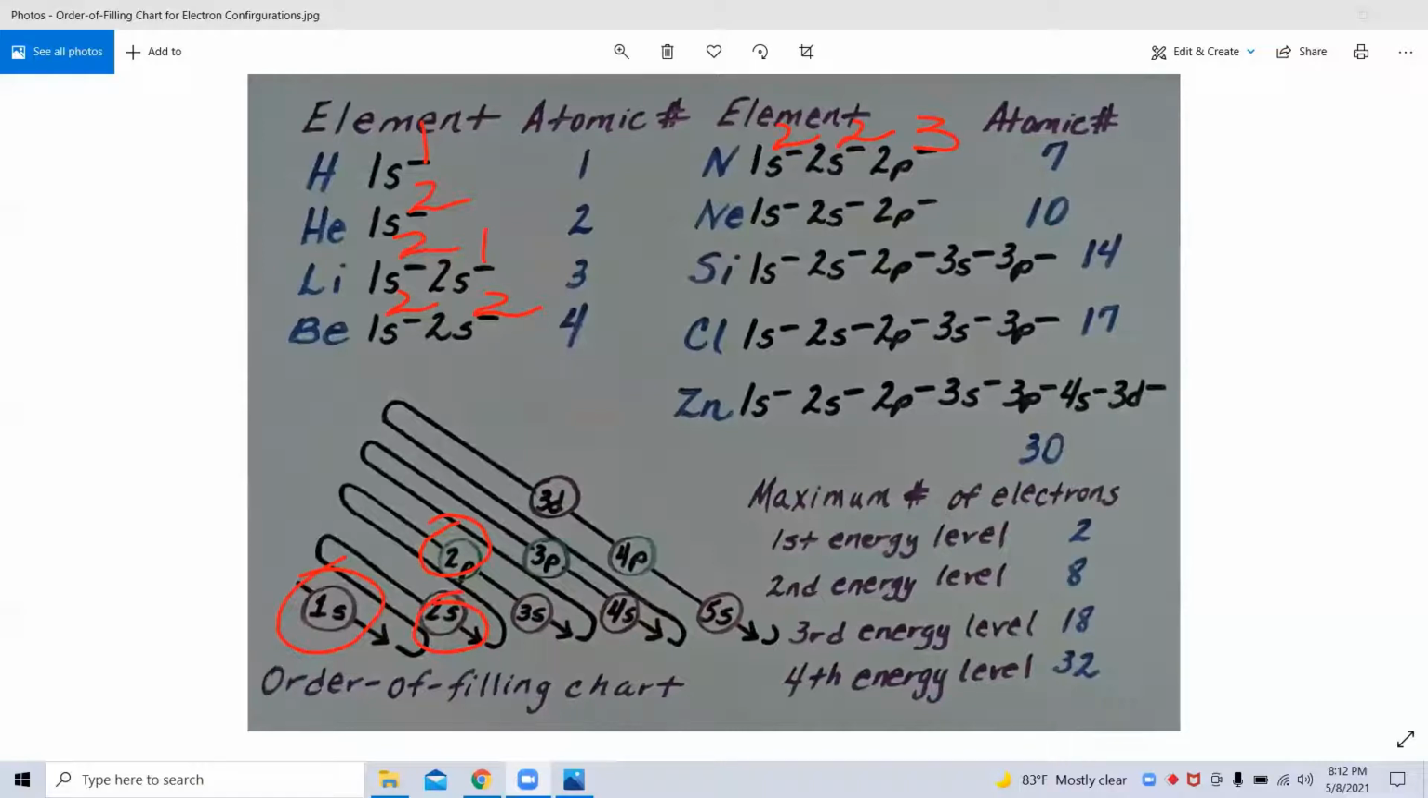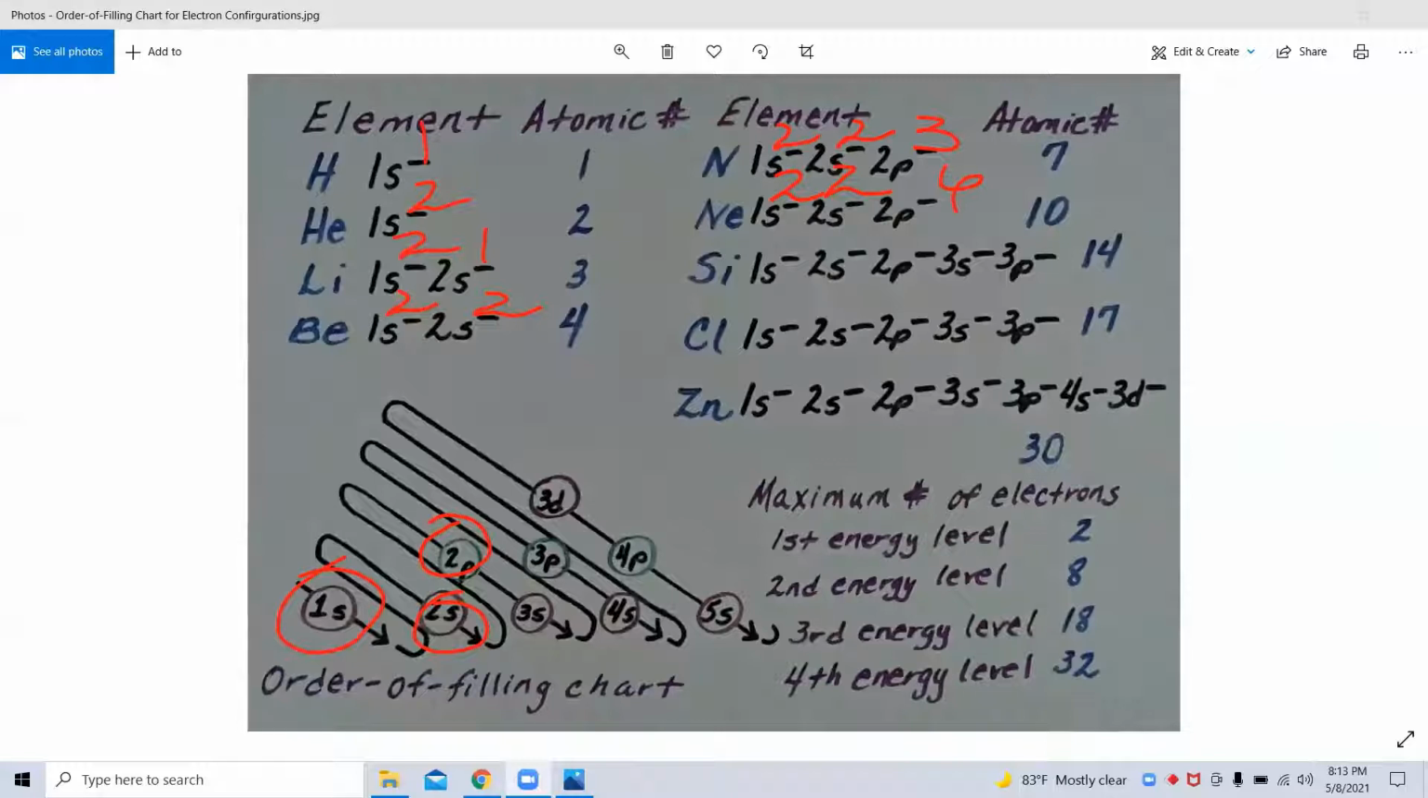So now let's move on to neon that has an atomic number of 10. So we will use the 1s, 2s, and 2p orbitals, which I've already circled on the diagram. Now, since neon has 10 electrons, then the configuration is 1s2, 2s2, 2p6. I'm trying to squeeze in my numbers there, but you get the point. So that's 2 plus 2 is 4, plus 6 is 10.